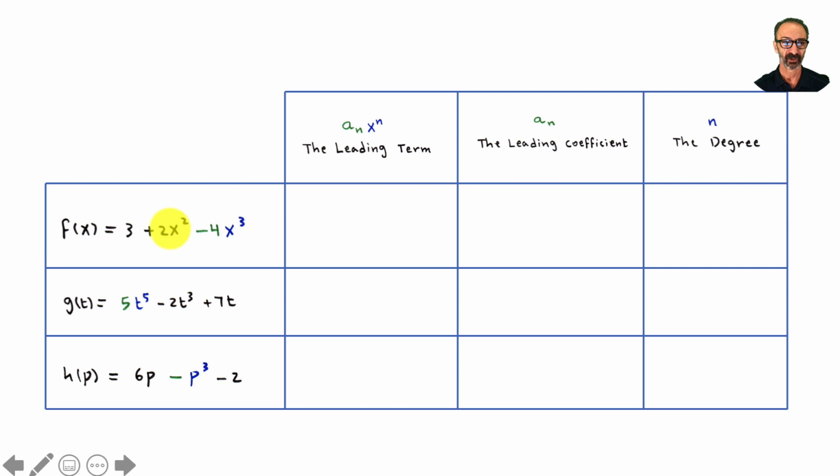So here we go. As you can see, I'm using colors right here. So this is our focus, right? Not this one or this one, right? So what's the leading term? It's this guy here.